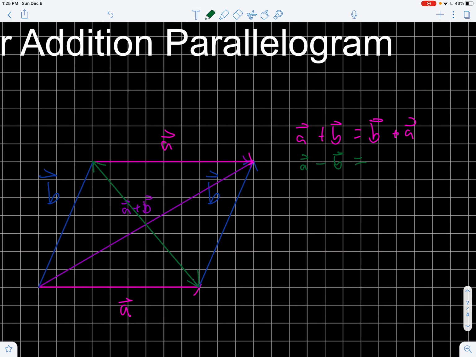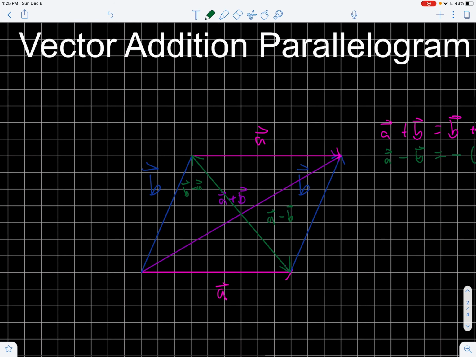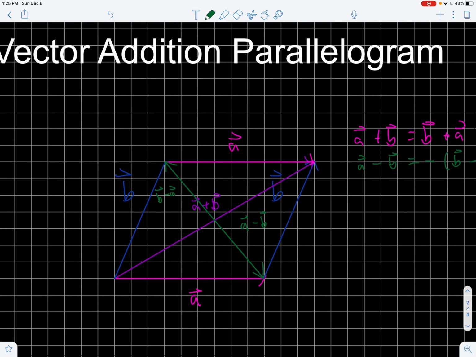If we're going from the head of A to the head of B, that means we're subtracting A from B. But it's going in the exact opposite direction as A minus B. This is A minus B, and that other one we drew was B minus A. They're going in the exact opposite direction. So that means A minus B equals negative (B minus A), as you would expect. So this little vector parallelogram makes it easier to remember shortcuts about the geometric nature of vector addition and subtraction.